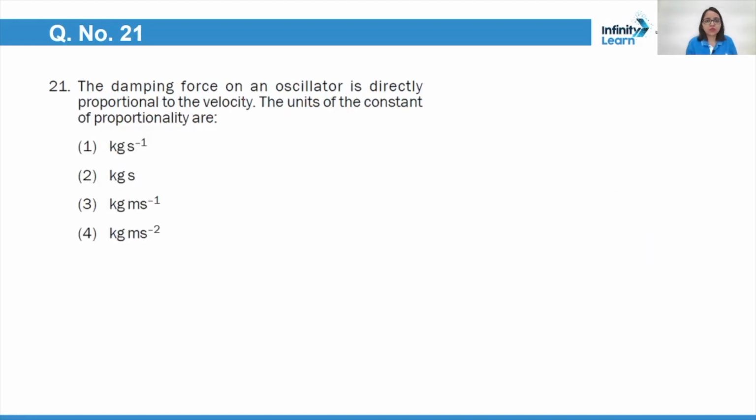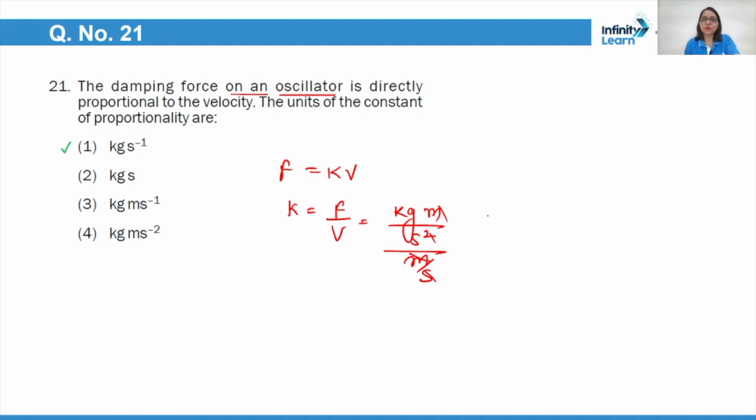The damping force on an oscillator is directly proportional to the velocity. So unit of the constant proportionality R. So force is equals to kV over here. So K will be force upon velocity. Force is kilogram meter per second square and velocity is meter per second. So it will be kilogram per second, and correct answer is option 1.